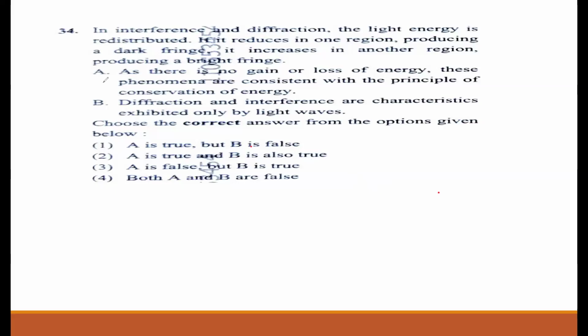Yes, because at one place, if it loses energy, destructive or constructive, at the other place it gains. So that is correct. And diffraction and interference are characteristics only exhibited by light waves. So let us check with other waves like sound waves. Sound waves can reflect, refract, interfere, diffract. The only thing is they can't polarize. So light waves or sound waves can both interfere and diffract. So the second option is wrong here. Okay, so A is true, B is false would be the answer here. So the first option is correct.